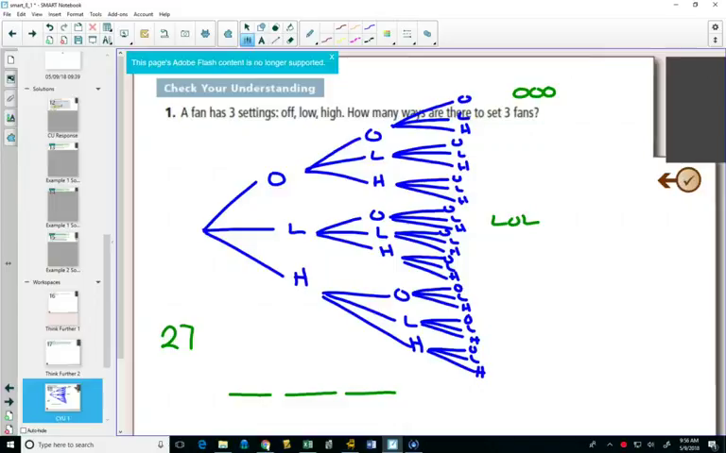And when you looked at each of those decisions, how many choices did you have for your first fan? Three. Off, low, or high. And three choices for the second one, and three choices for the third one. And if we multiply those all together, there's going to be 27 different settings that will all work.